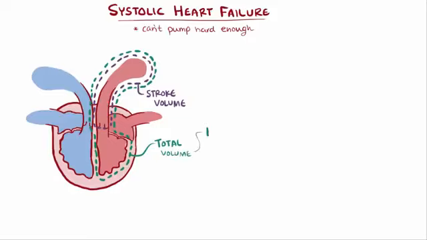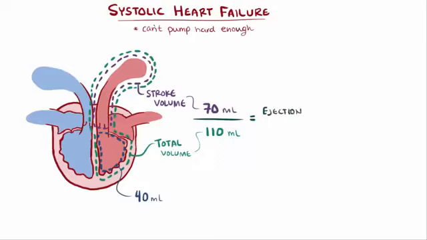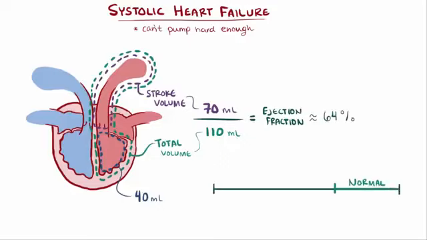The total volume might be closer to 110 milliliters, and 70 milliliters is the fraction that got ejected out with each beat. The other 40 milliliters kind of lingers in the left ventricle until the next beat, right? In this example, the ejection fraction would be 70 milliliters divided by 110 milliliters, or about 64%. A normal ejection fraction is around 50 to 70%.